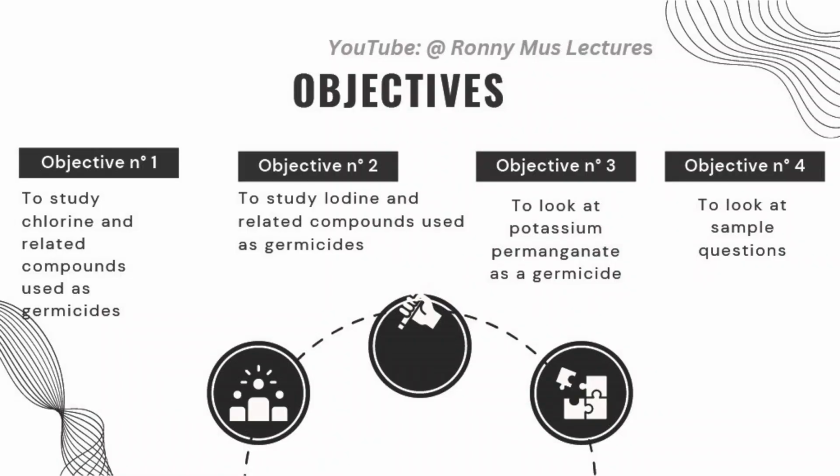The objectives of this presentation are: number one, to study chlorine and related compounds that are used as germicides. Number two, to study iodine and related compounds that are used as germicides. Then number three, to look at potassium permanganate as a germicide. Then last but not least, to look at sample questions.